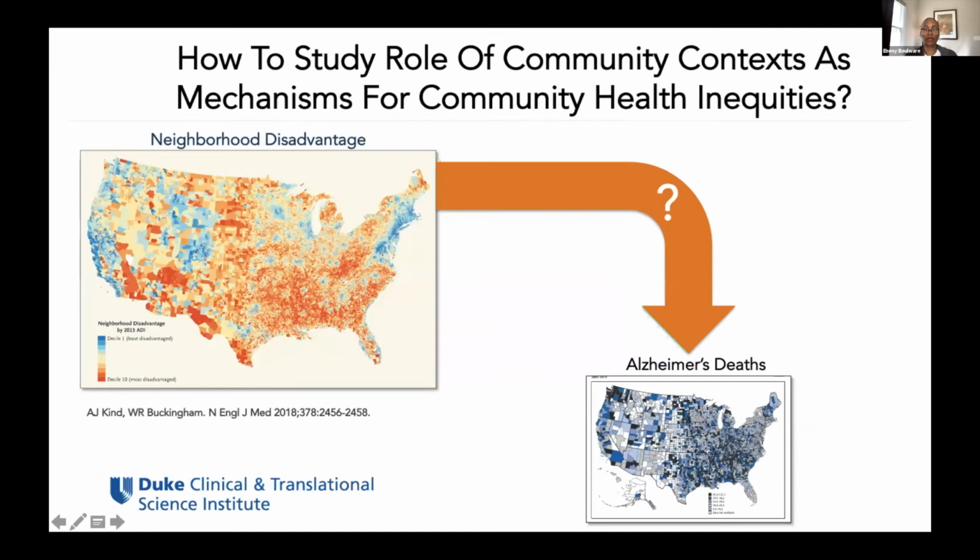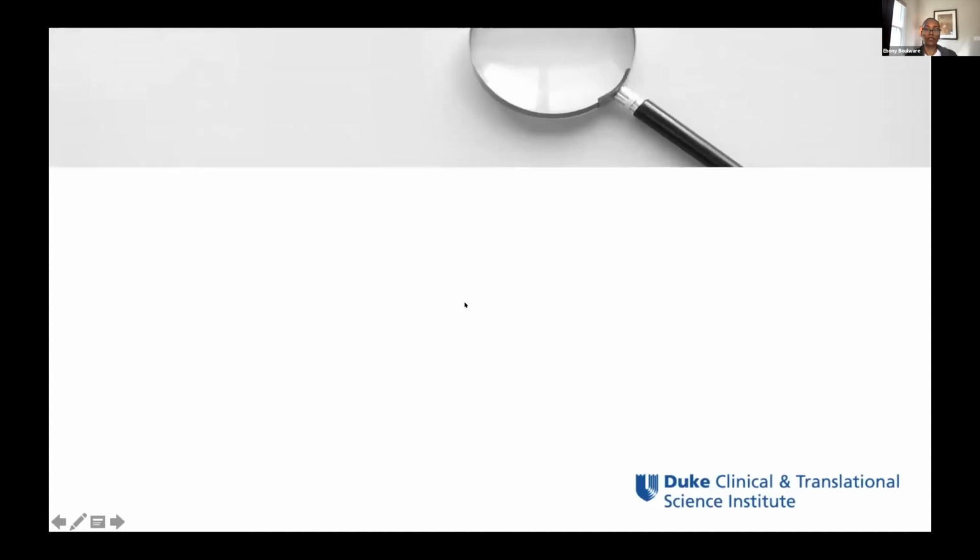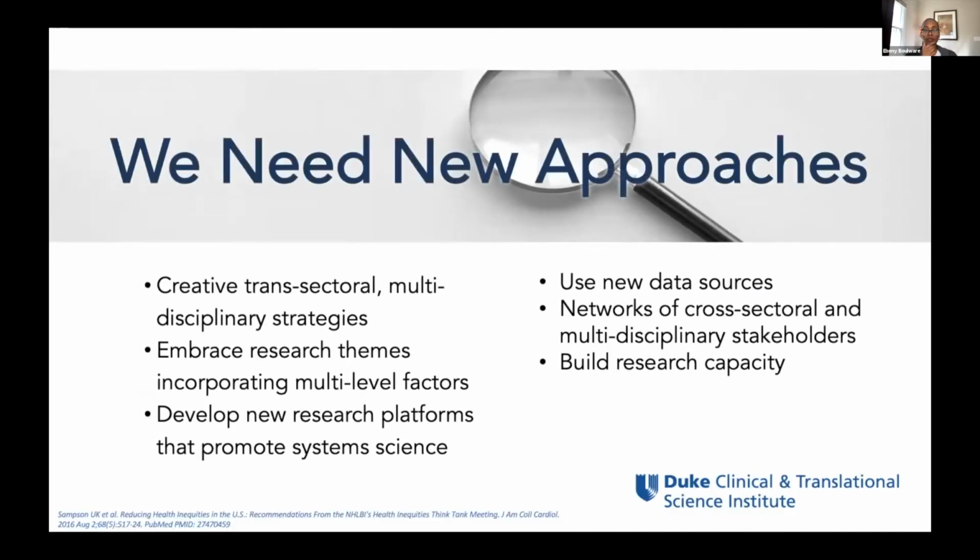So how do we study these phenomena where we have these large macro contexts that seem to be associated with a number of different conditions, including conditions that are associated with aging? And that's really been the big vanguard of thinking. So this is what people are really working on among investigators who are studying health equity.